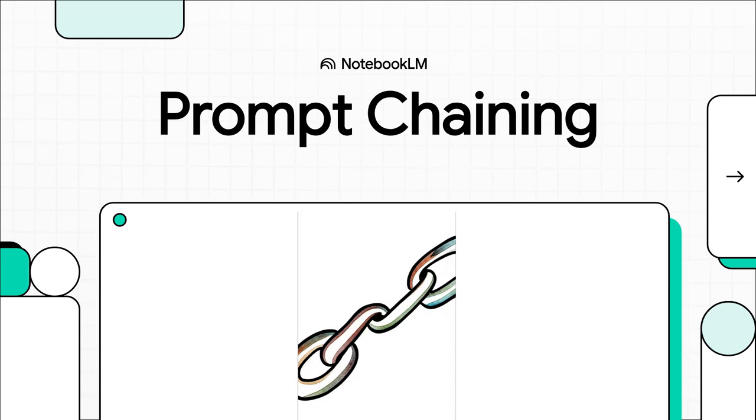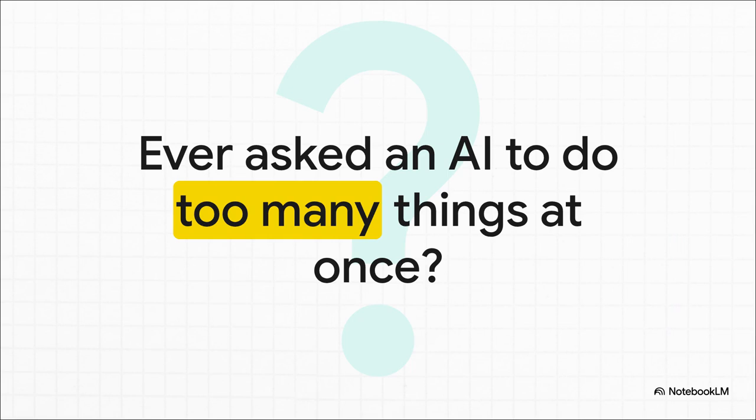Hey everyone, and welcome. Today, we're going to talk about a technique that is quietly completely changing the game for how we work with AI. It's called prompt chaining, and believe me, it is the secret to getting AI to tackle really complex, multi-step problems with way more reliability. You know the feeling, right?